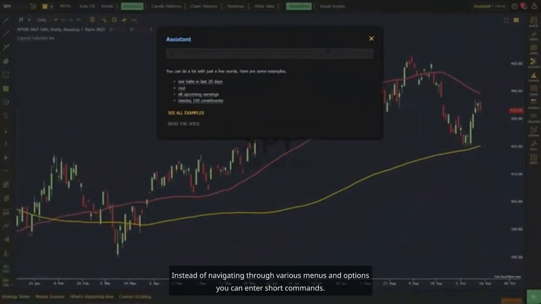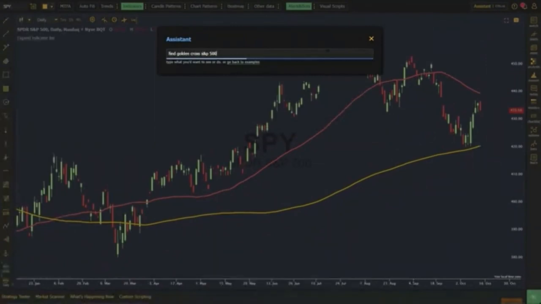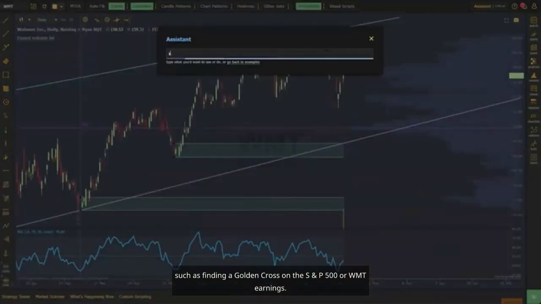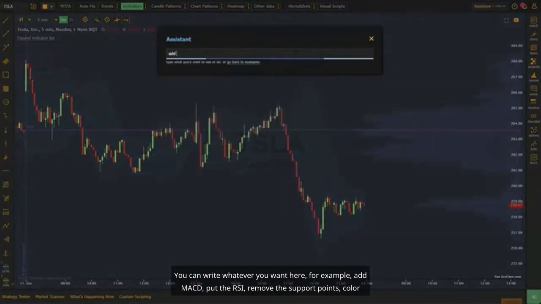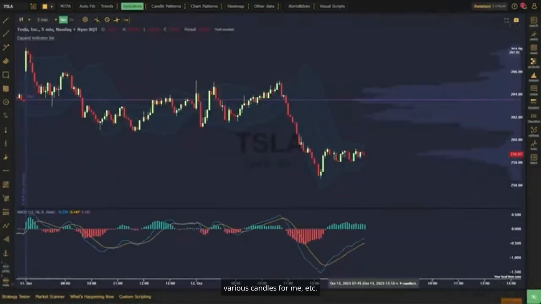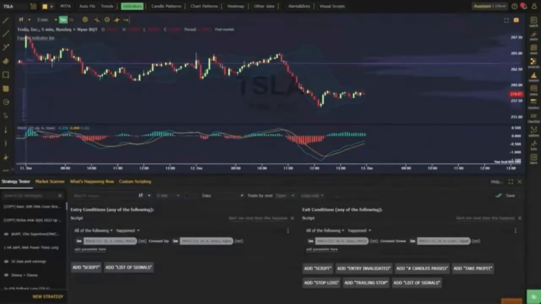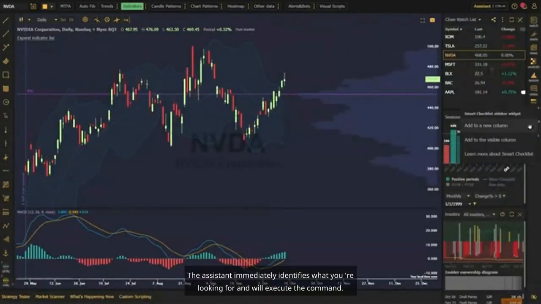Instead of navigating through various menus and options, you can enter short commands, such as finding a golden cross on the S&P 500 or Walmart earnings. You can write whatever you want here. For example, add MACD, put the RSI, remove the support points, color various candles for me, etc. Whatever you tell it, it executes. The assistant immediately identifies what you're looking for and will execute the command.